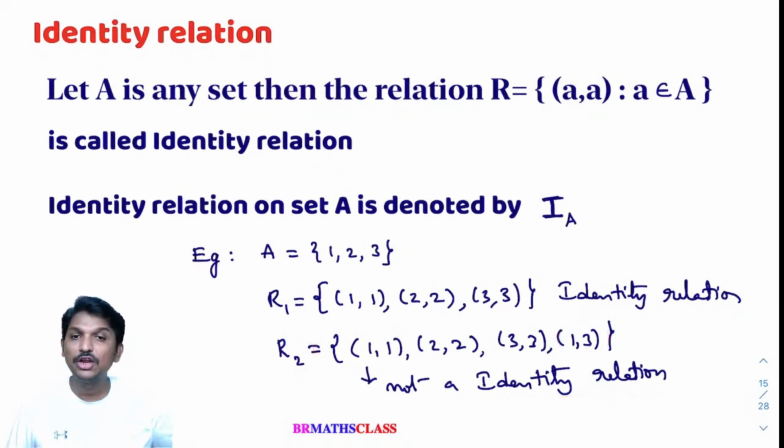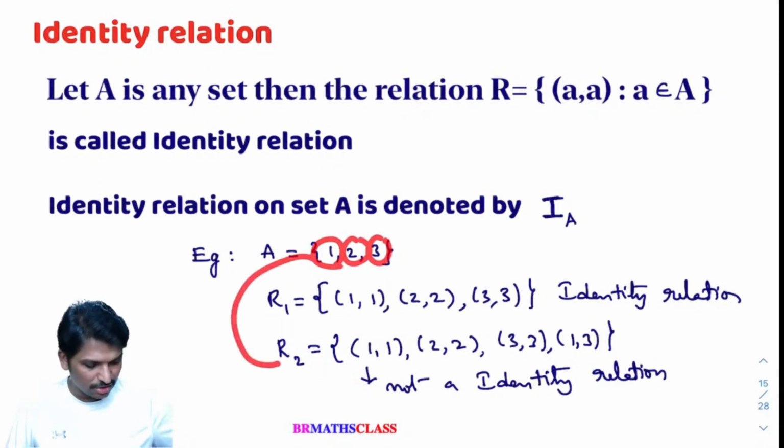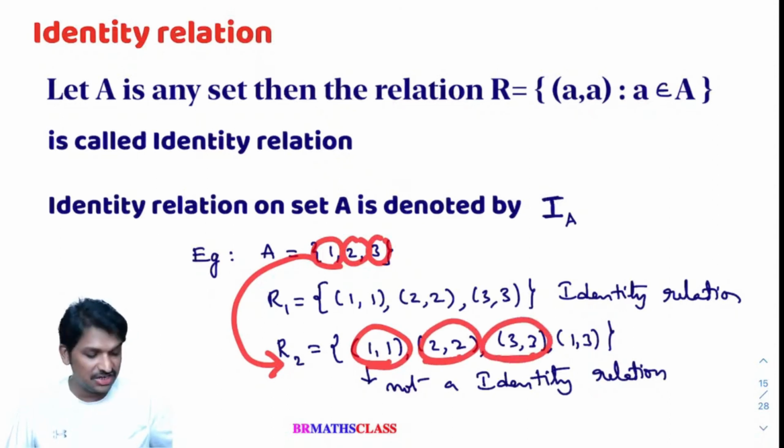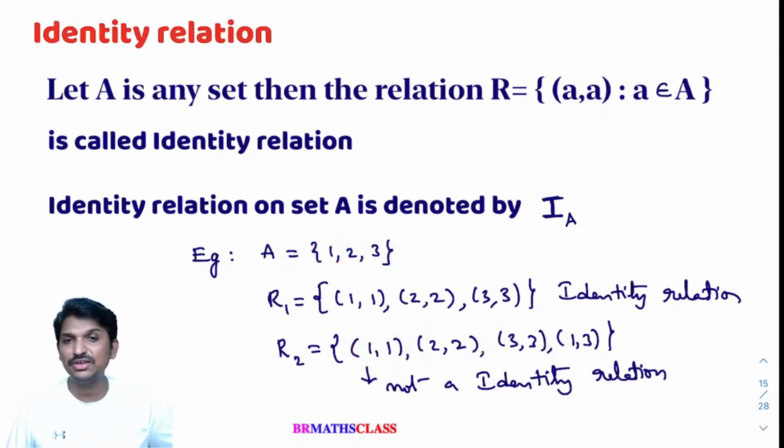Now my question is, is R2 reflexive? Yes, R2 is reflexive. Till now we discussed only that. What is the point? For every x belongs to A, does the ordered pair x comma x belong to this relation or not? That much only we will check. 1 comma 1 is there in the relation, 2 comma 2 is there, 3 comma 3 is there. That much only. I don't want 1 comma 3 is there, 3 comma 1 is there. For every x belongs to A, x comma x belongs to the relation or not. Yes, R2 is a reflexive relation, but R2 is not an identity relation. I hope you understand the difference between these two.